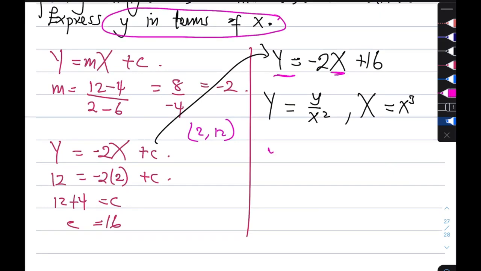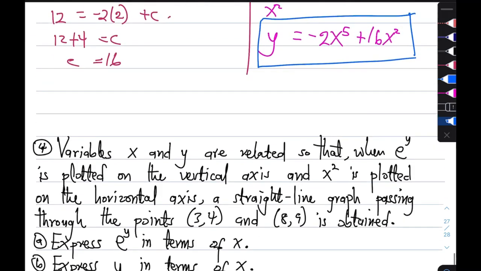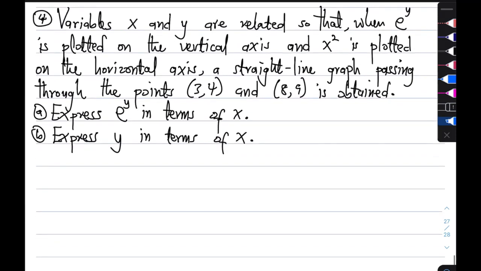So we have y over x squared is equal to negative 2x cubed plus 16. The question says write y, not y over x squared. So multiply through by x squared, that will give you y is equal to negative 2x to the power 5 plus 16x squared. And now, indeed, you have written it in a non-linear form. You are done. Let's consider this last question for today.